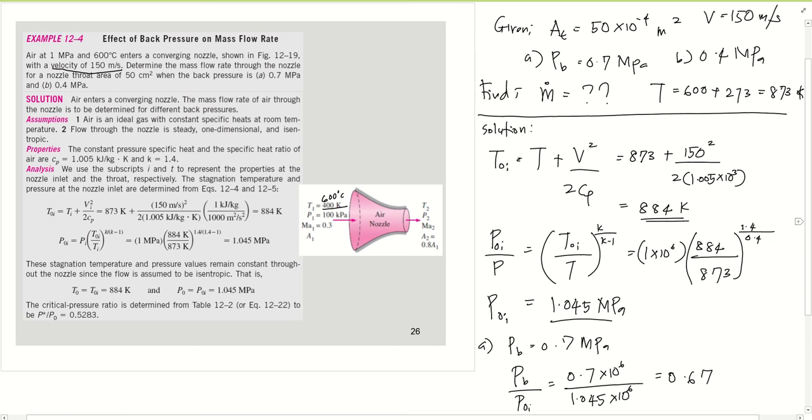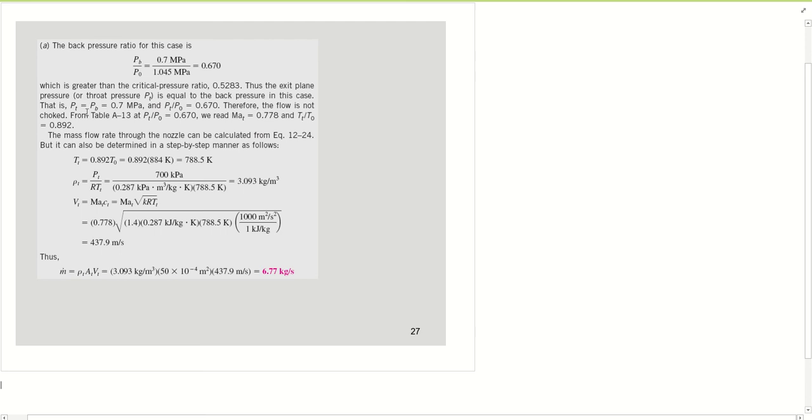Okay, so based on table A13, because PB over P0 is greater than the critical pressure over P0, at this stage PB is equal to P exit. So in this case, P throat is equal to PB, which is 0.7, and then PT over P0 is here. Therefore, the flow is not choked, as I mentioned before.